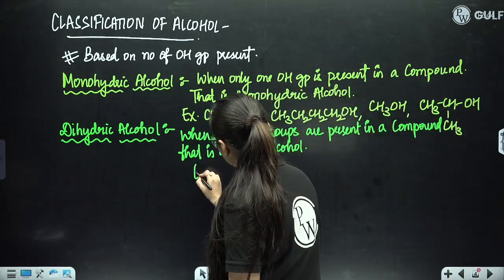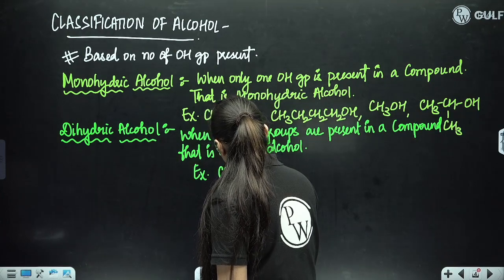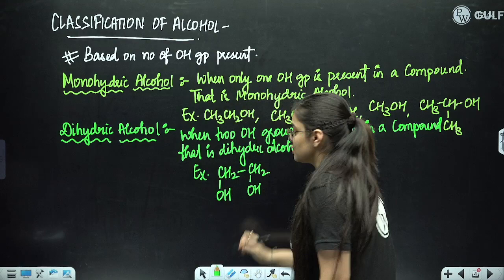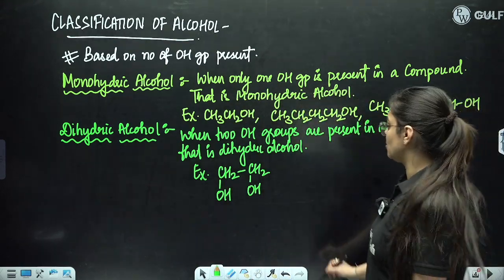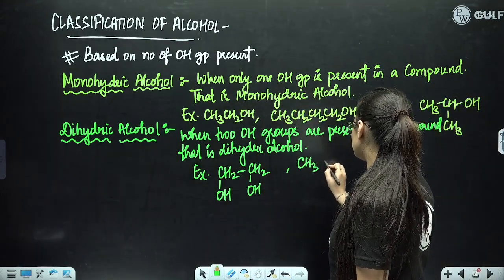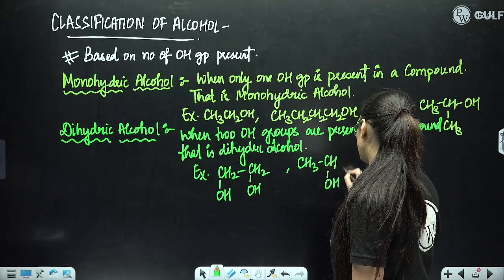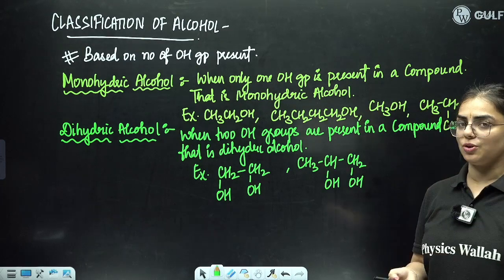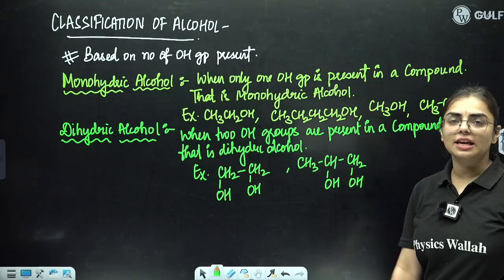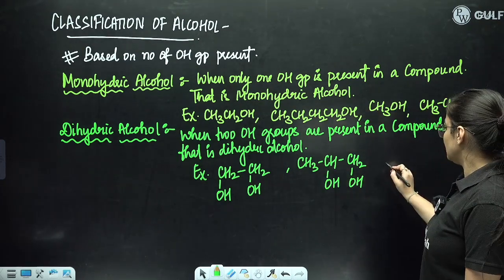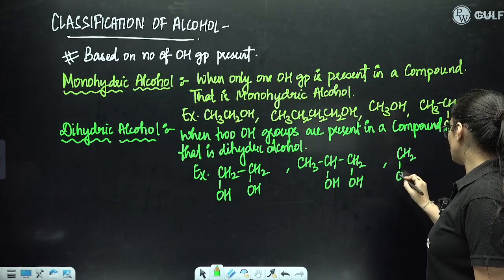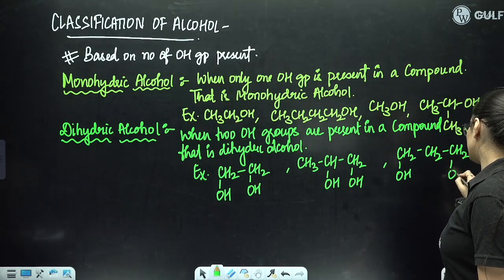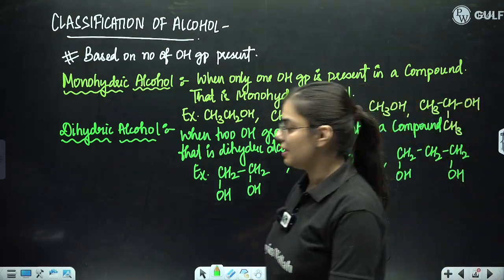Let's take a few examples of this as well. CH2OH, CH2OH. So this is an example of dihydric alcohol. You can take further examples. CH3CHOHCH2OH. You can take any example, whatsoever you want. Even you can say it like this: CH2OH, CH2, CH2OH. Any example you can take over here.